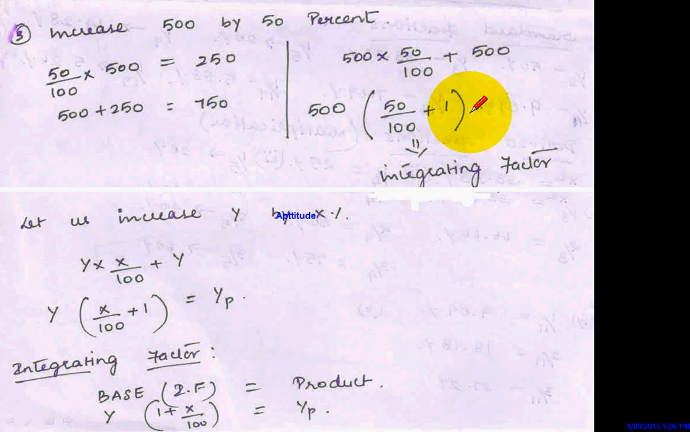That is one way. The other way is to find the integrating factor. That is, increase 500 by 50% and add 500. See, in a single line I can write the equation. First I find 50% of 500 and add this value to 500. So from this equation, we can take 500 as common, and 50 by 100 plus 1 is the integrating factor. This is the base number and this is called the integrating factor, which gives you an answer that is called the product.